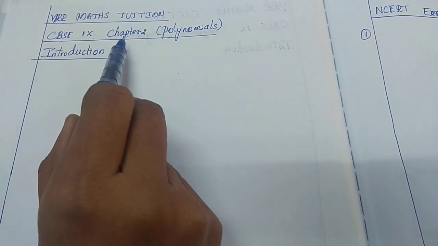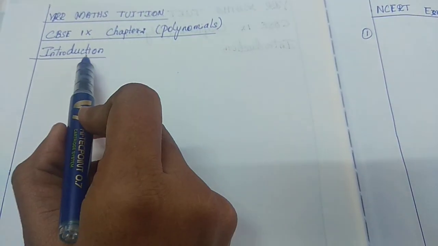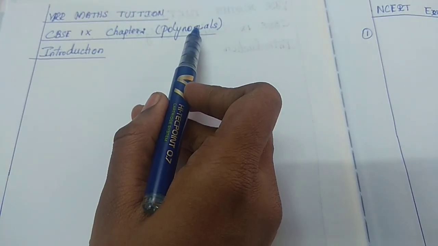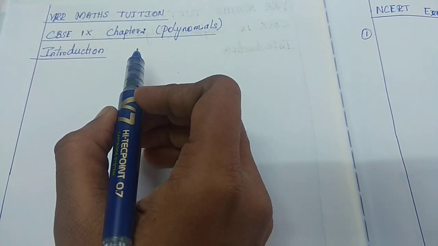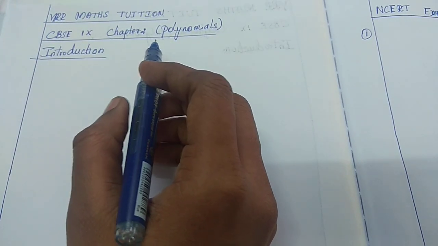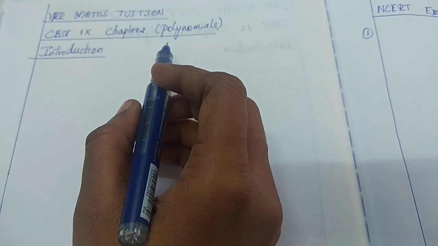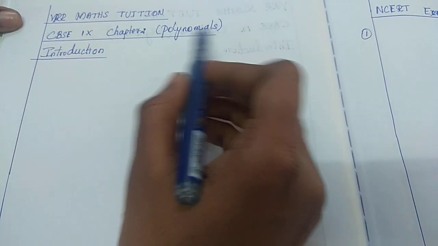CBSE 9th Chapter 2 Polynomials. Introduction about polynomials. In this chapter, we shall start our study with some particular type of algebraic expressions. That expression is called polynomials.